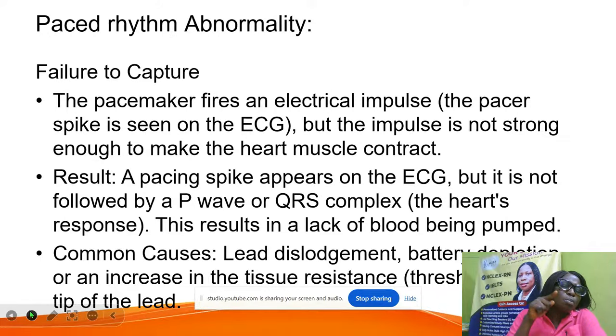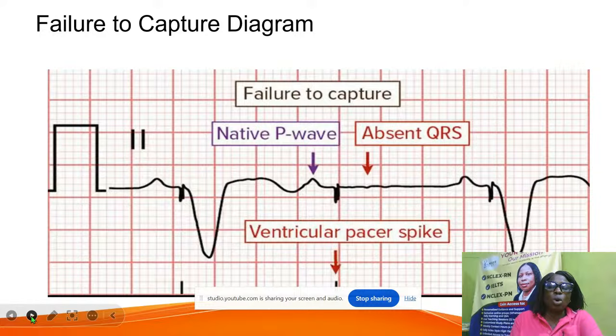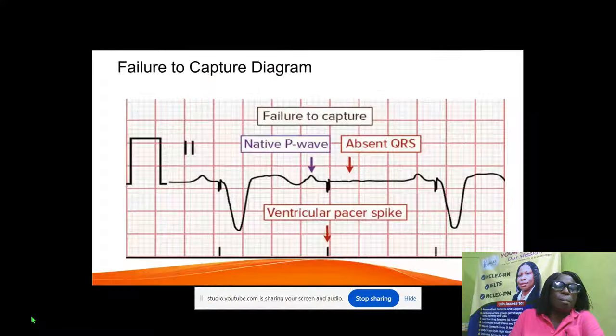So it is in this place that you will have more spikes. It is in failure to capture that you have more spikes, because there are spikes, but the heart is not responding. So in failure to capture, you should have more spikes than what is being paced.